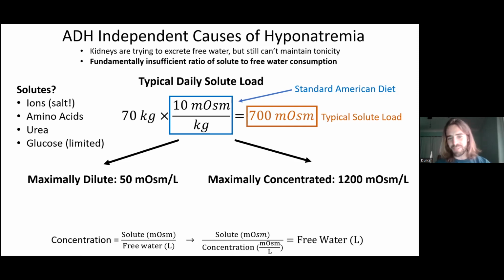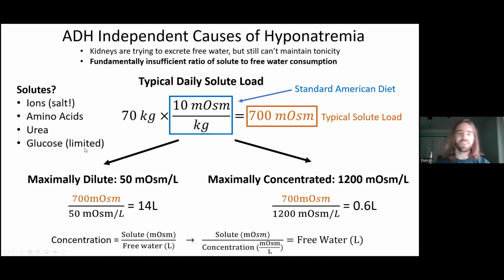And then just doing some basic algebra that I'm including on the bottom, we take the solute load, divide by the concentration, and that gives us our free water intake. For example, if we take our 700 milliosms total solute load and divide by that maximally dilute concentration, we can safely ingest 14 liters of free water based on a standard American diet and totally be able to regulate our serum tonicity. Conversely, we can drink as little as 0.6 liters of water and still be able to maintain our serum tonicity on the other end. If we ingest more than this, we would start to trend towards hypotonicity. And yes, Natalia, it's a lot to drink in one day. We can still be safe.